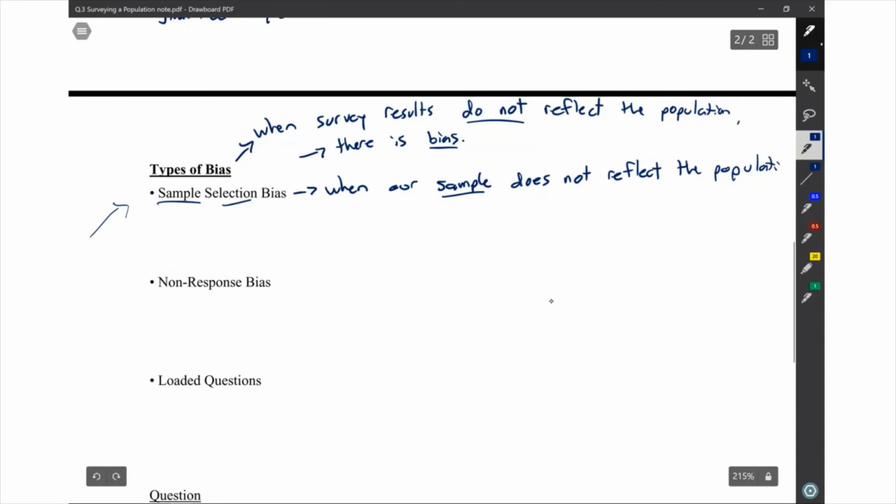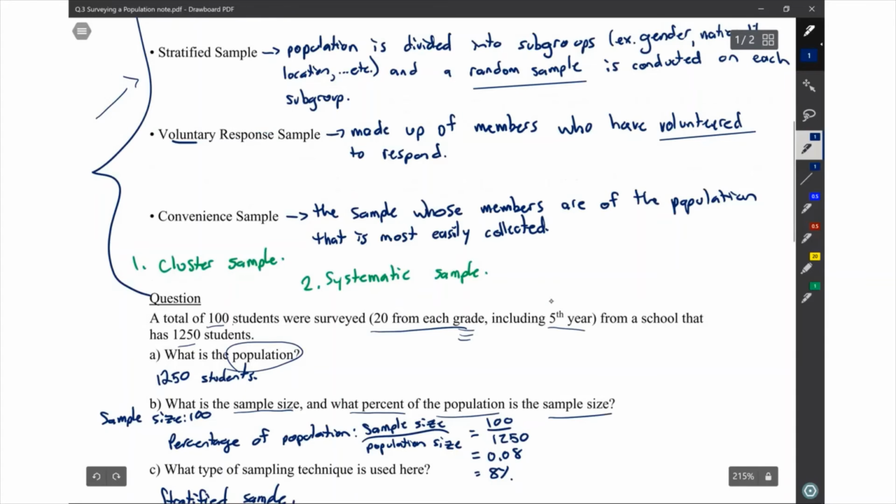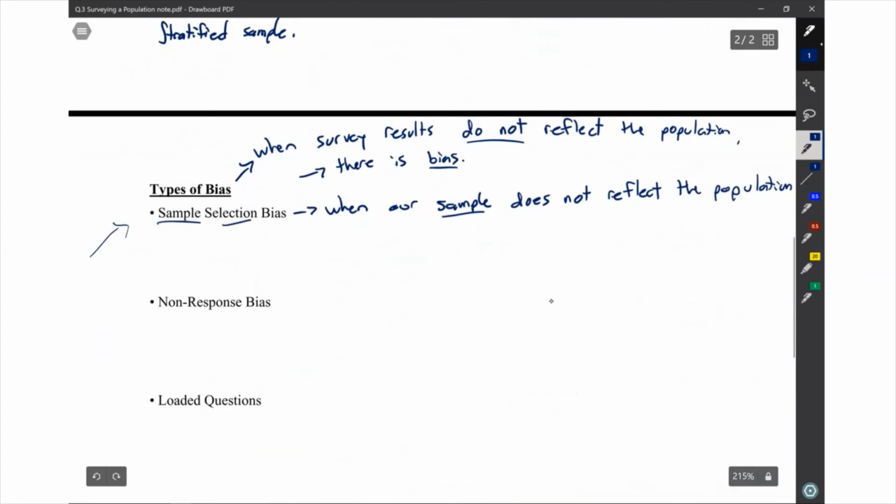And that is only one example of bias. Note that when we're talking about bias, we're saying the survey results don't reflect the population. Here we're saying when the sample does not reflect the population.